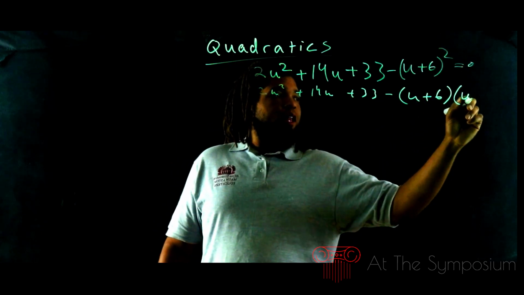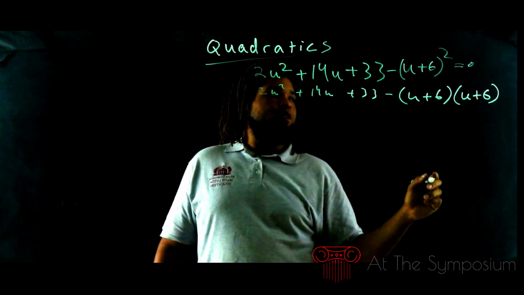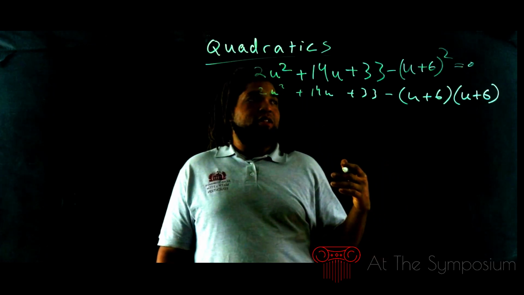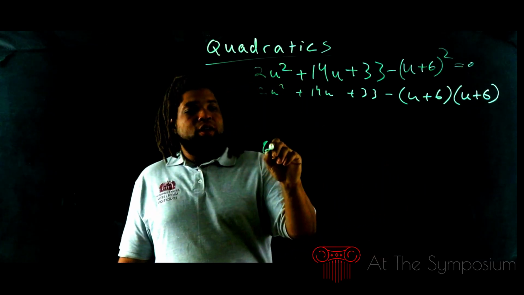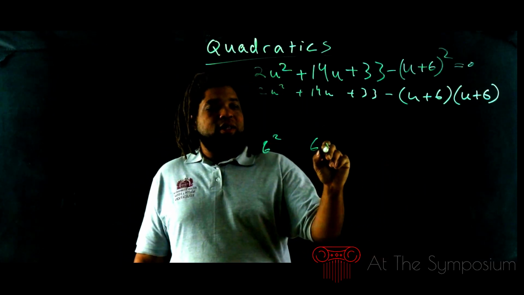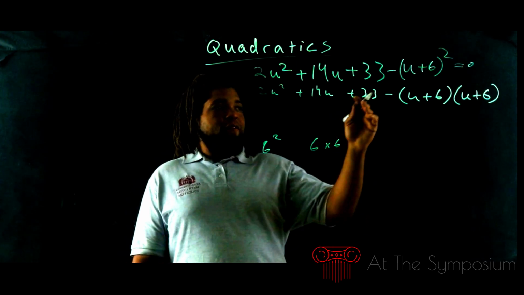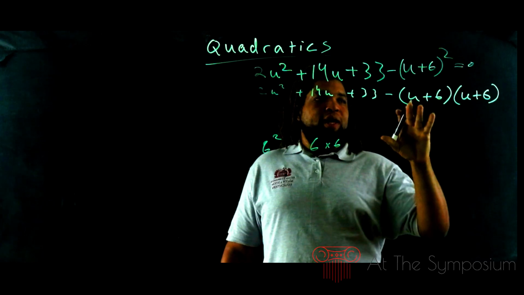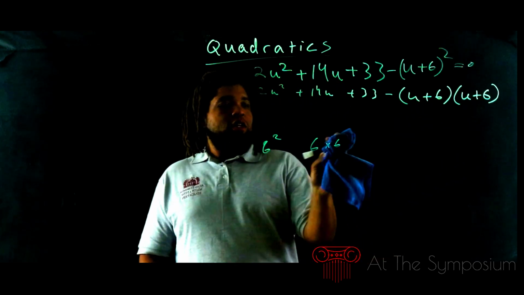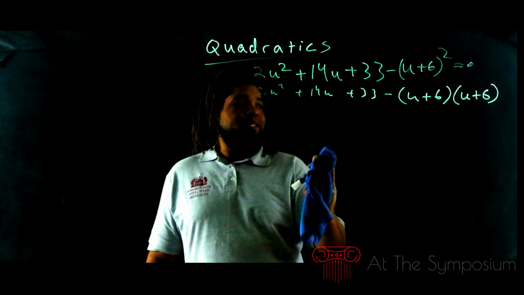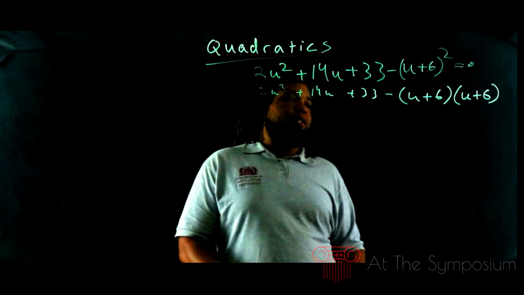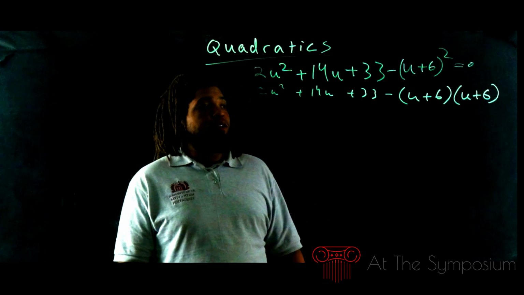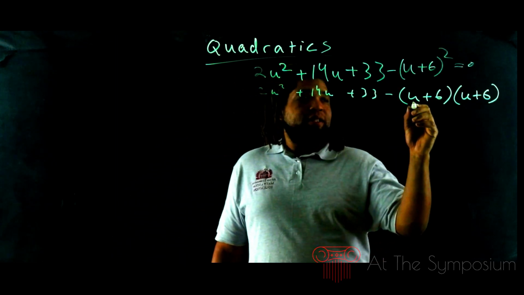when I say unfoil, all I mean is that this is squared, so we know that we have 2 of these, right? It's like a number squared, just the same as if we have 6 squared, that means 6 times 6. If we have terms in parentheses that are squared, that means we have 2 sets of those terms. So we have u plus 6 times u plus 6. What we're going to do from there is we're going to foil this.